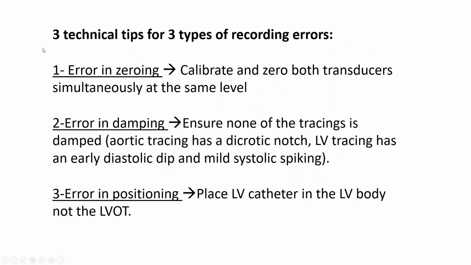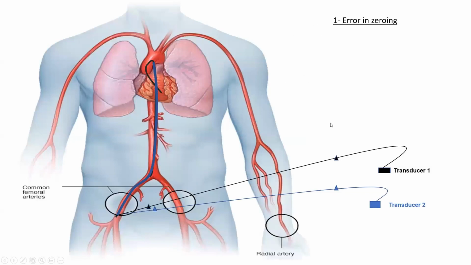So here's the thing. There are 3 types of recording errors, and I will explain how to avoid those and how to record those. One is error in zeroing. The 2nd is error in damping, and the 3rd is error in positioning. I'll explain each one. So first, error in zeroing.